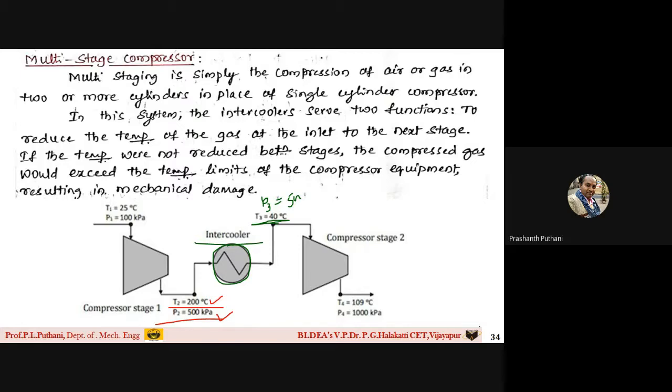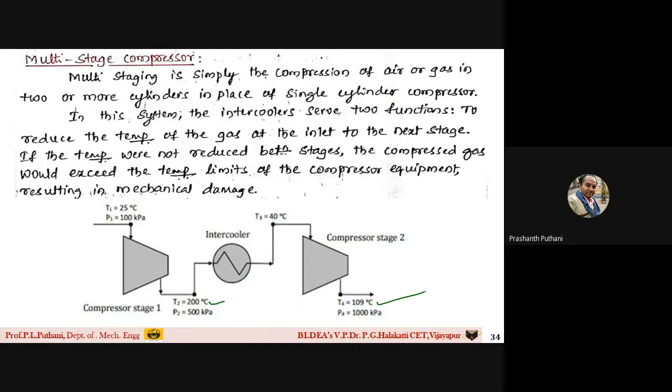After it comes out of the second stage compressor, if you observe here, the temperature T4 is 109 degrees Celsius, pressure P4 is 1000 kilopascal. So if you observe carefully the exit of the first stage and second stage temperature conditions, please observe here T2 and T4. The T4 value is very much lesser when compared to T2, which means the work input required is also very less. It can be compressed very easily.